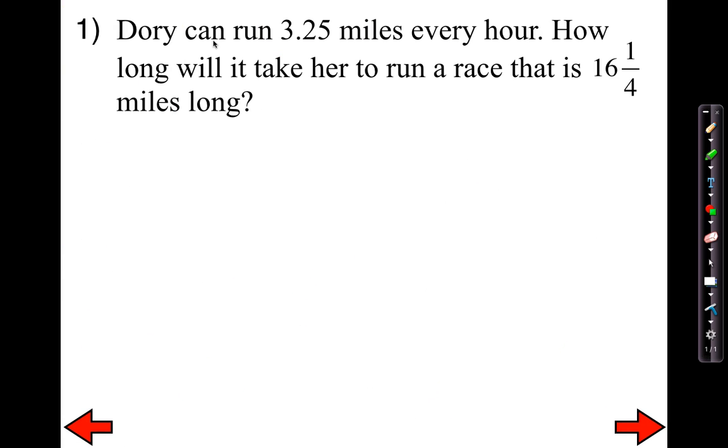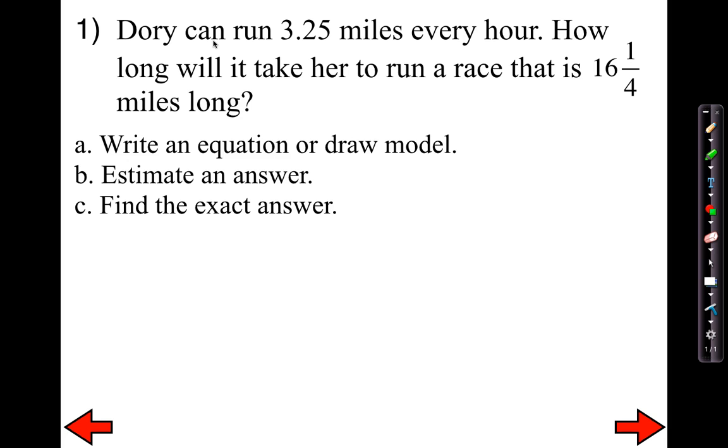Number 1, Dory can run 3.25 miles every hour. How long will it take her to run a race that's 16 1/4 miles long? Well, let's see. First, we're either asked to write an equation or draw a model. Well, I'm going to go ahead and create a table to kind of organize my thoughts.